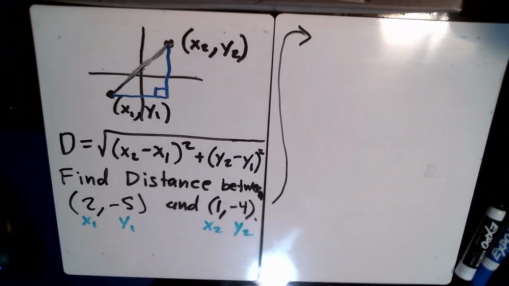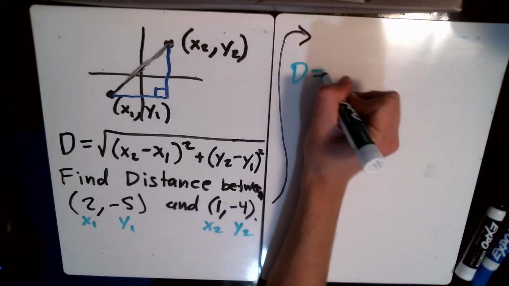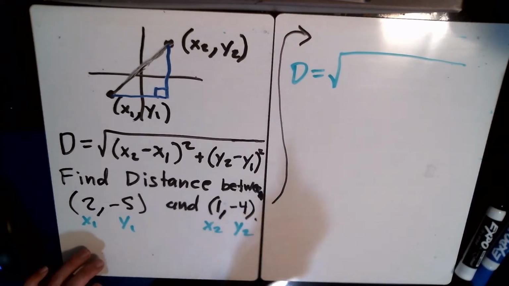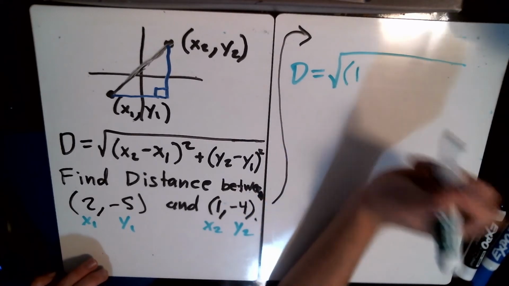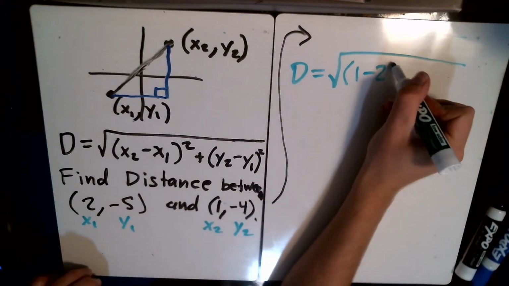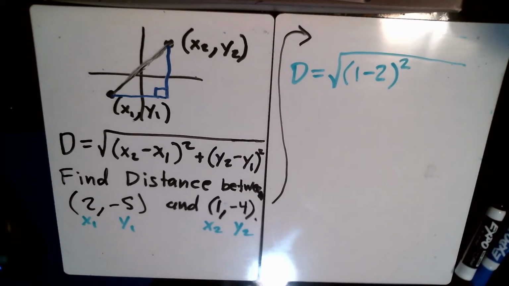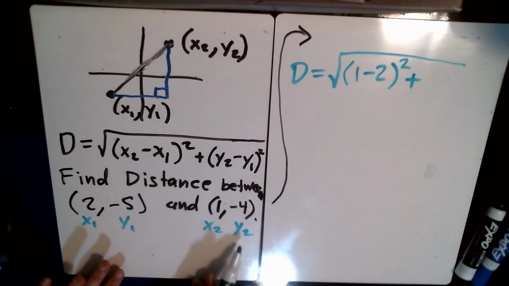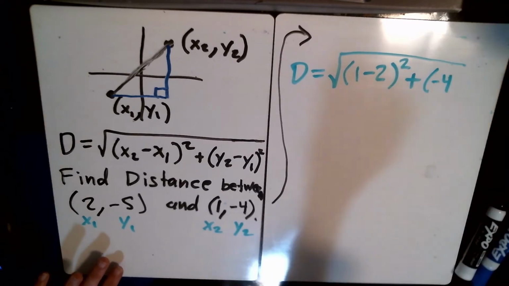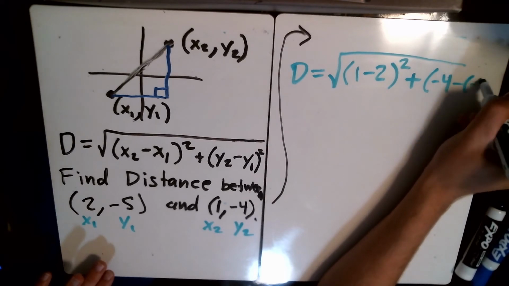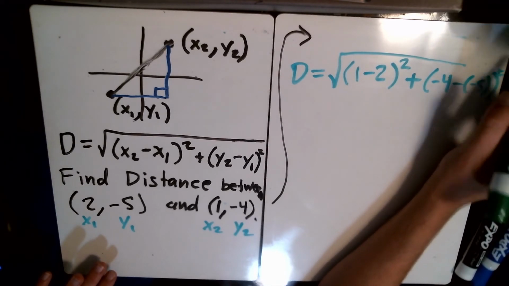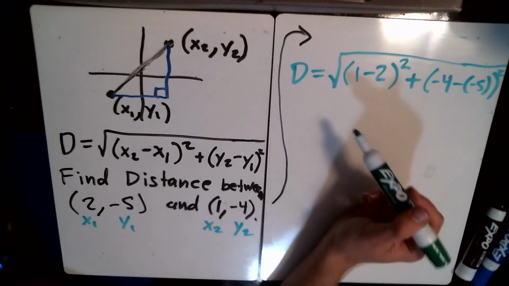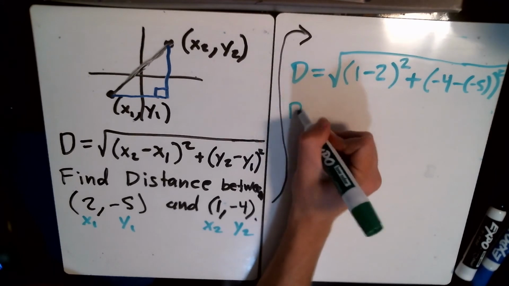Okay. And so your distance here is going to be a big square root of x2, which was 1, minus x1, which is 2, squared. Okay. And then plus y2, which is negative 4, minus negative 5, squared. Okay. So we just plug those in the formula and find the distance.